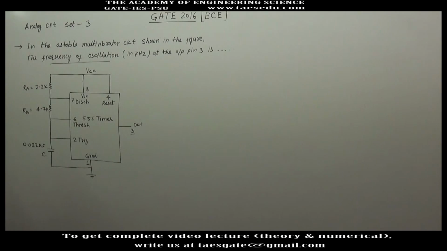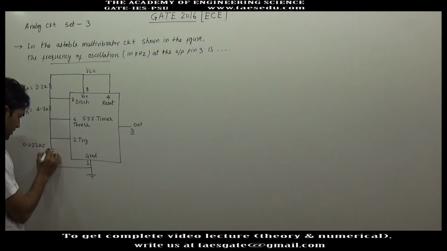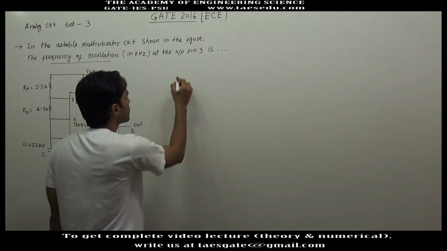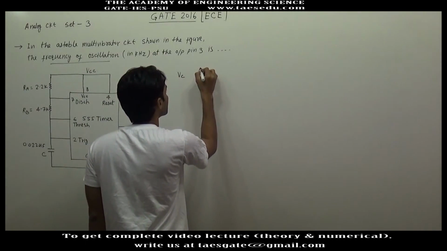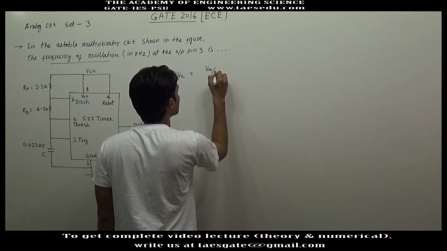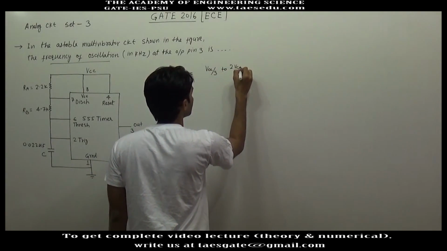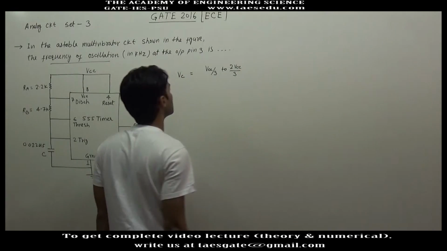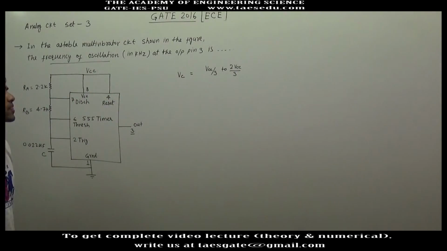So in 555 timer IC we know that the voltage of this capacitor varies between VCC by 3 to 2 VCC by 3. The minimum capacitor voltage is VCC by 3 and the maximum capacitor voltage is 2 VCC by 3.